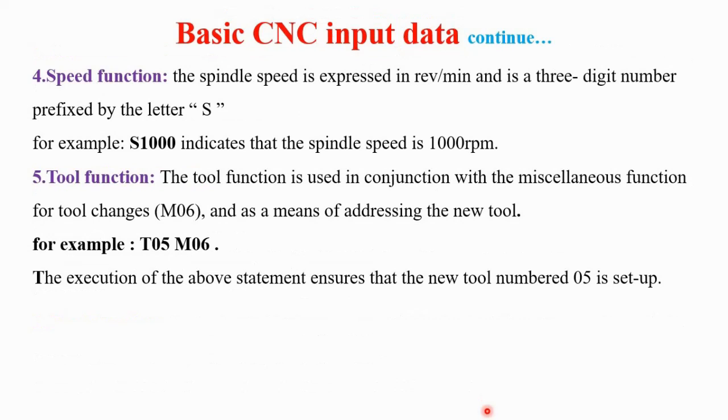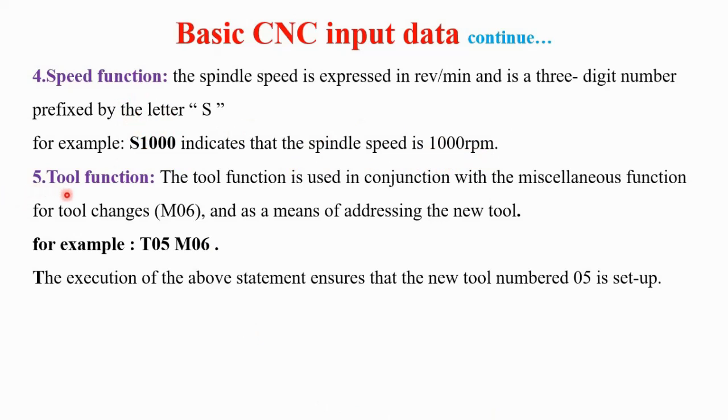Then the next one is the speed function. The spindle speed is expressed in revolutions per minute, and it is a three-digit number prefixed by the letter S. The letter S is used to indicate this speed function. For example, we can see here S1000 indicates that 1000 is the spindle speed. 1000 revolutions per minute, RPM, is the spindle speed, and S is used to indicate this spindle speed.